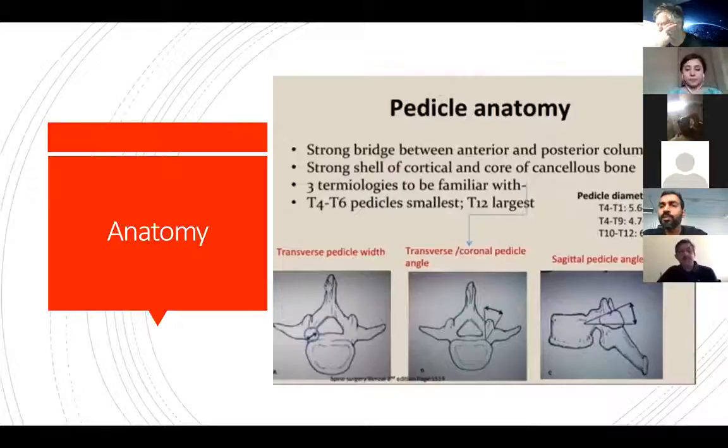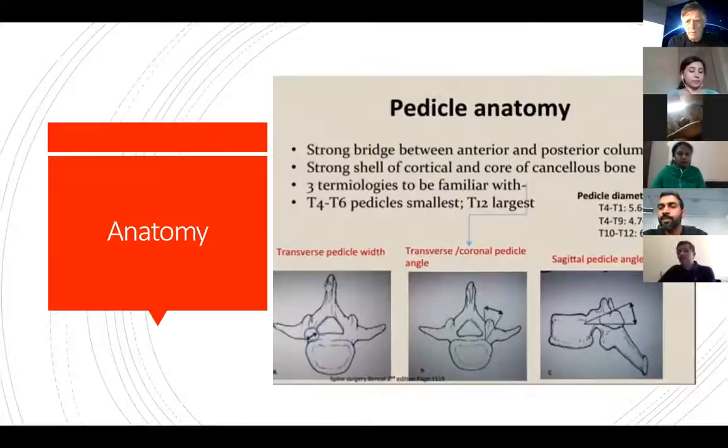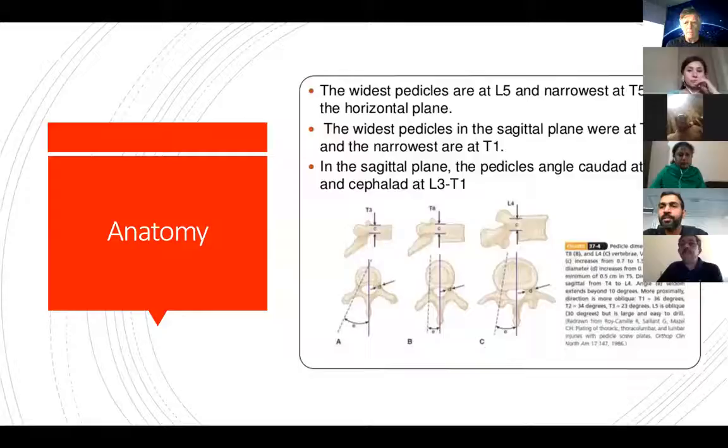We should be familiar with three terminologies to place a pedicle screw. The first one is the transverse pedicle width, which is important to know the size of the screw. Then we have the transverse pedicle angle, which is important for the medial and lateral trajectory. And then we have the sagittal pedicle angle, which is important for our cranial as well as caudal trajectory. The widest pedicles are at L5 and the narrowest are at T5 in the horizontal plane. The widest pedicles in the sagittal plane are at T11 and the narrowest are at T1.